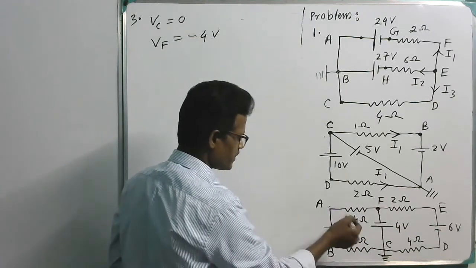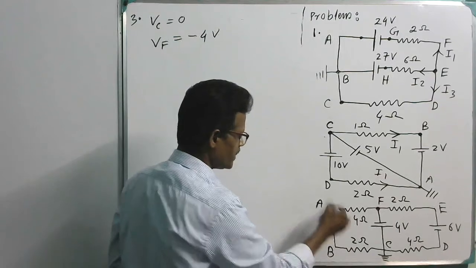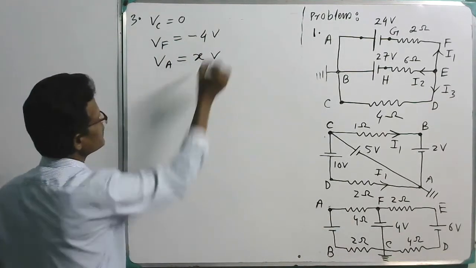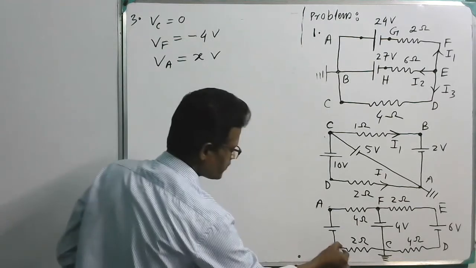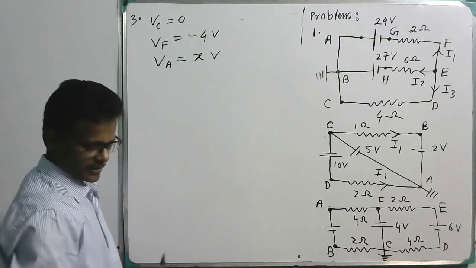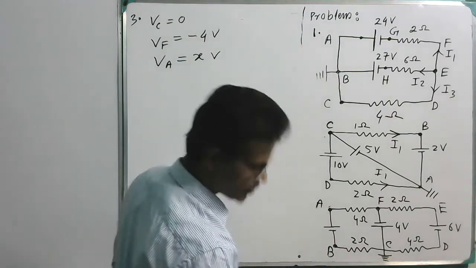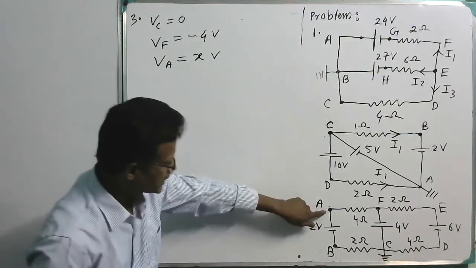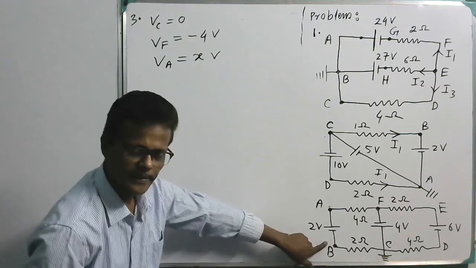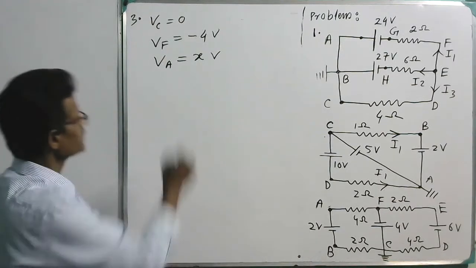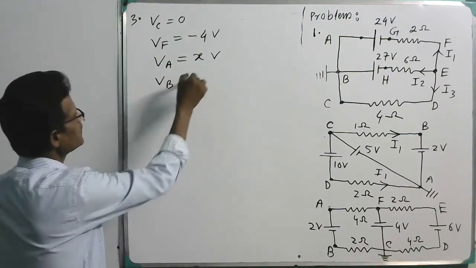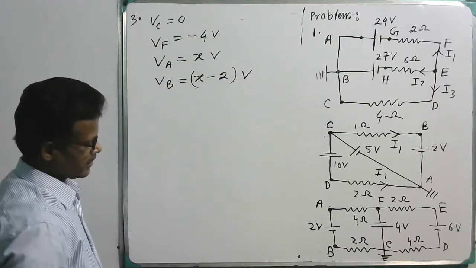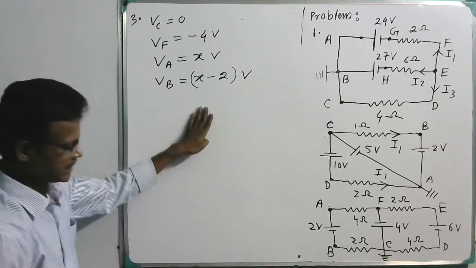Now let me consider this point Va to be X volts. So what will be the potential of this Vb? The voltage of this cell is 2 volts. So this is X volt, then it will be X minus 2 volt. Vb is X minus 2 volt. So one unknown is there, X.